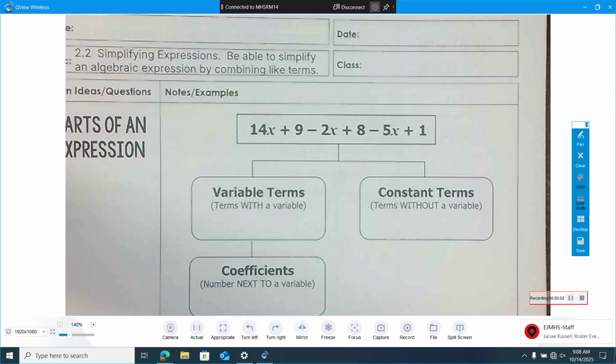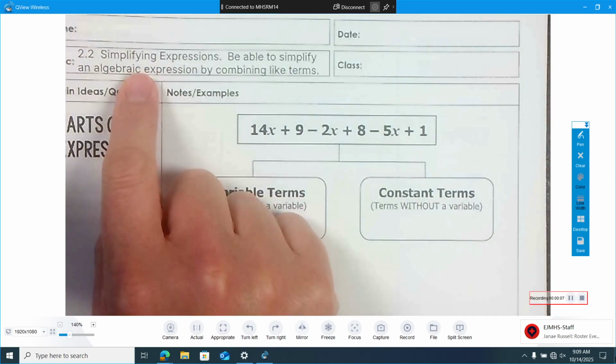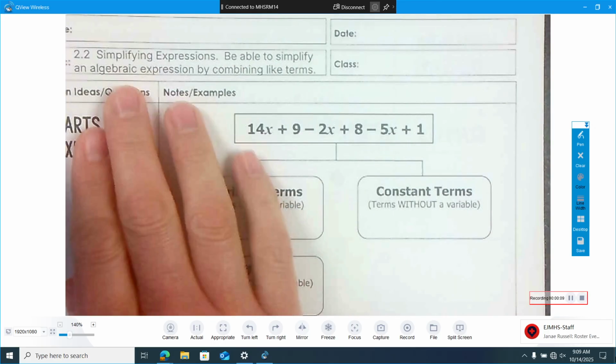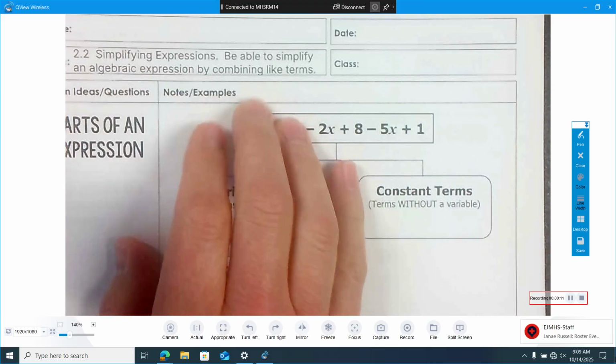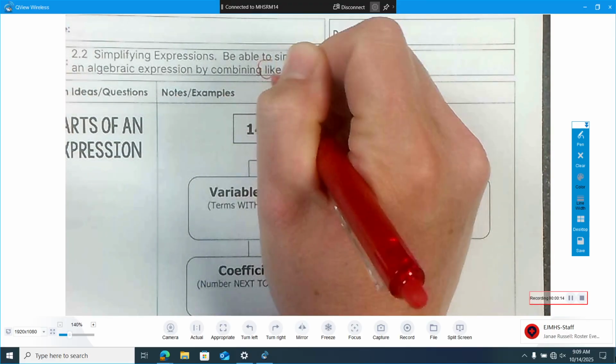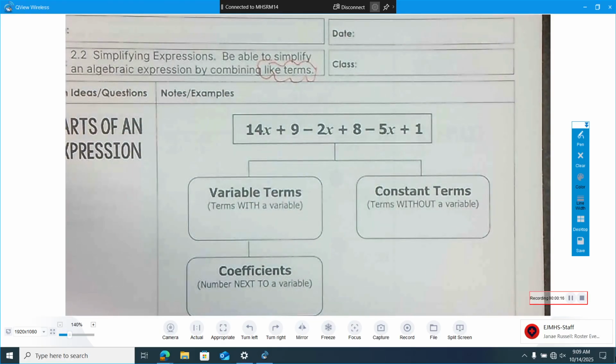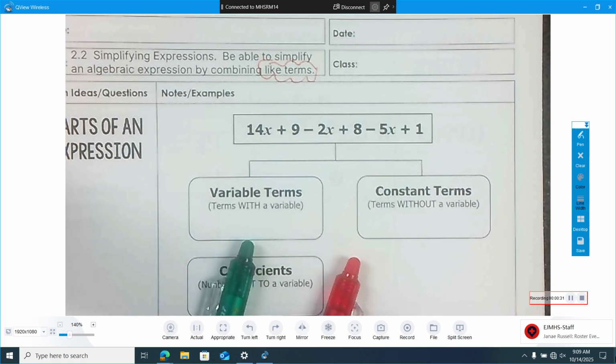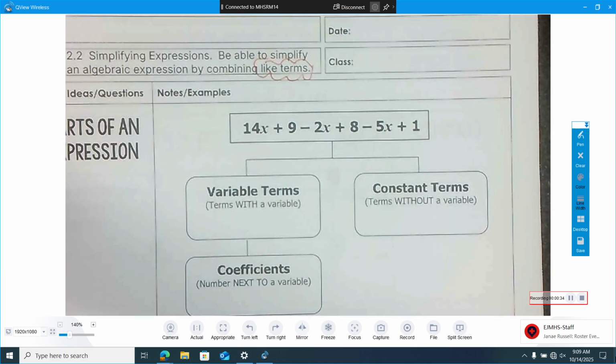Okay, so today we are looking at simplifying expressions, and we want to be able to simplify an algebraic expression by combining like terms. Like terms is something we need to understand really, really well. I'm going to try to do my best to draw some pictures. And today I want you to have two colors so we can really clearly know what we're doing here. My two colors are red and green today, looking very Christmassy. Whatever two colors you have would be lovely, okay?